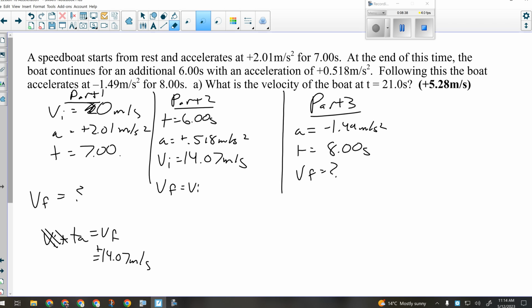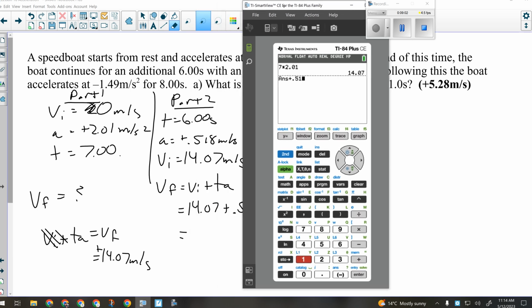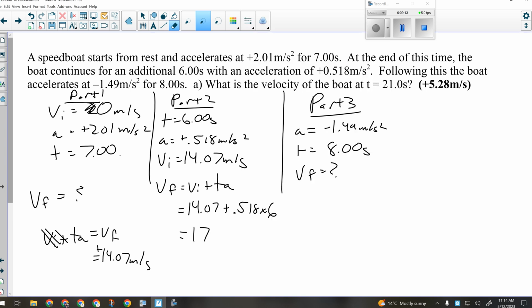VI plus T times A will give me VF. So now I'm going to have 14.07 plus 0.518 times 6. That number was 0.518, right? 0.518 times 6. So at the end of that, I'm going to be moving at 17.178 meters per second, also forward.